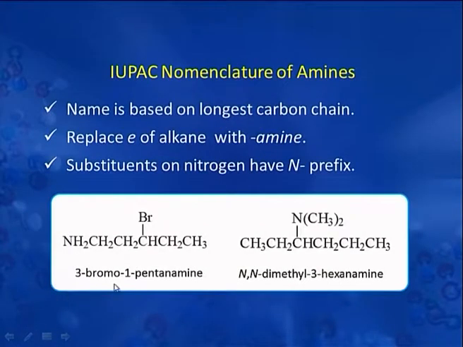In this particular example, you can see that we have an amino group as well as a bromo group present in the molecule. Amino group takes priority over bromo group or halogen group, and that is why we will number the molecule from here.